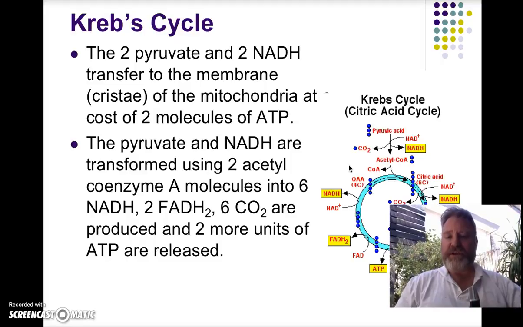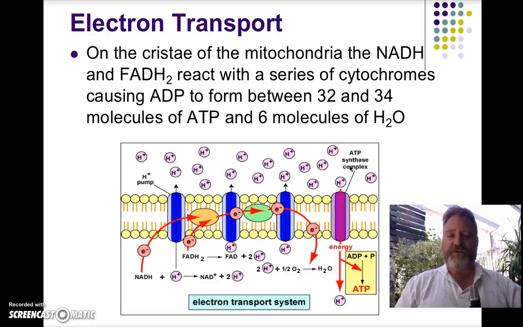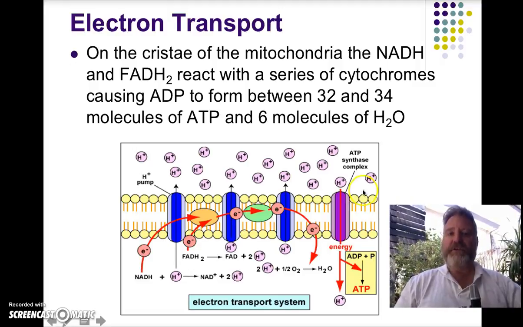These NADHs and FADH2s carry the electrons into the electron transport stage. So in electron transport, the NADHs and the FADH2s release their electrons. These combine with hydrogens through the ATP pump and load ADP with a phosphate group to create ATP. And those ATPs contain that energy formed for the cell. When it's working perfectly well, this can produce up to 34 molecules of ATP, and the rest of our waste, the water.